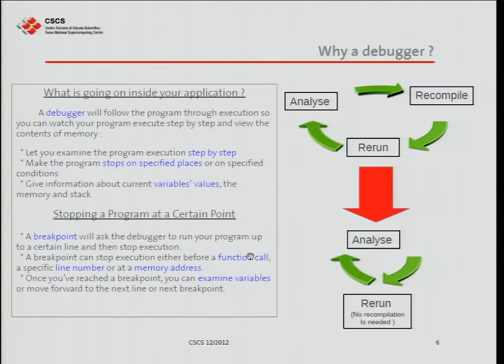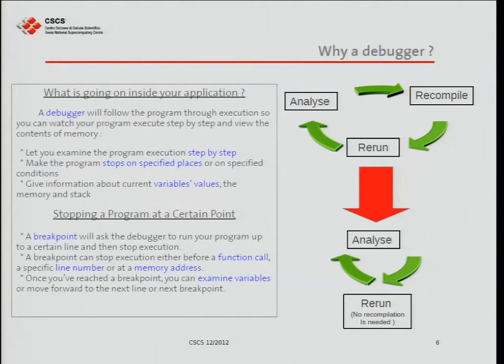But the advantage of a debugger is that, okay, let's say you don't have a debugger. What you do is you modify your source, insert some printf, compile your source code, run your application, look at the output of the job, then go back to the start of the loop, modify your source, recompile, rerun, look at the output, and that can be a very time-consuming process.